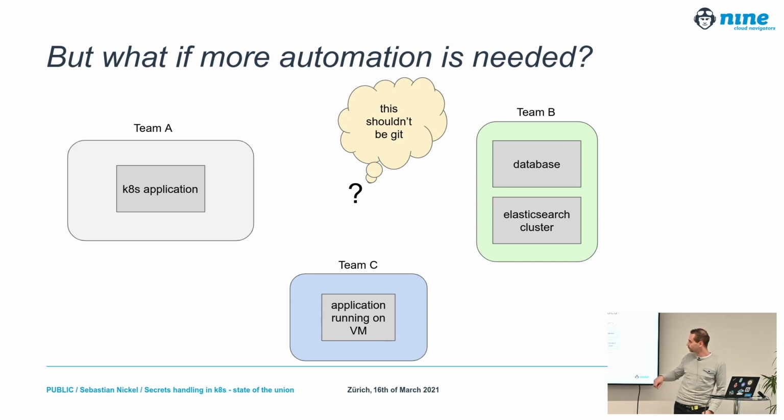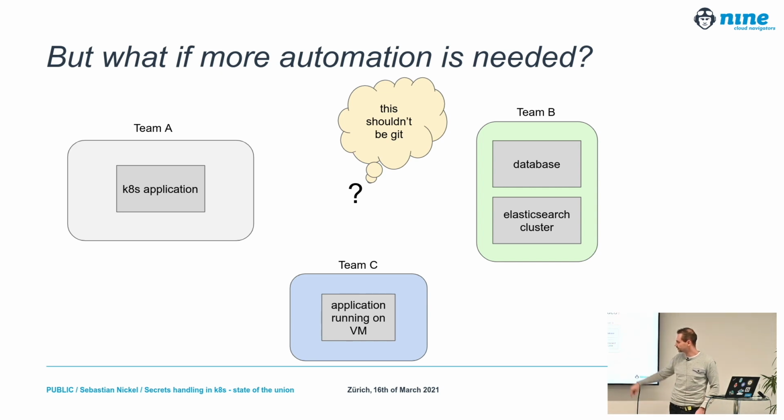So in my example here, we have basically three teams. We have team A, which is just developing a Kubernetes application. We have team B, which is dealing with creation of external resources like databases, Elasticsearch clusters, I don't know, Redis, whatever you can think of, right?